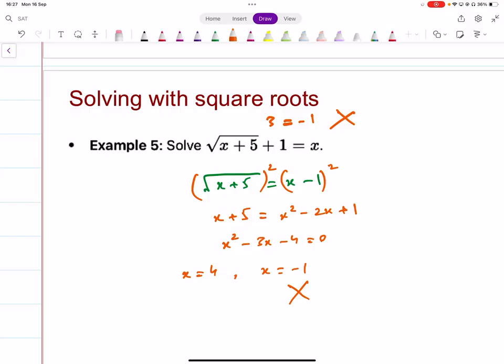So when you square equations, you always need to check your answers, because sometimes you can end up getting an extra solution. You have to check the answers. Is that okay? So the only answer to this equation is x equal to 4.